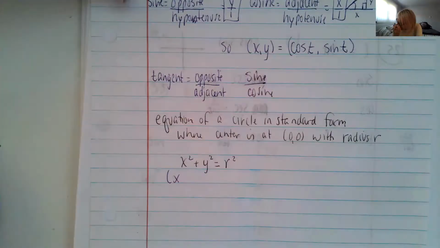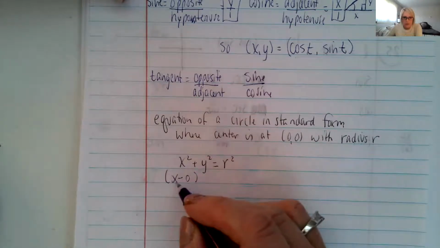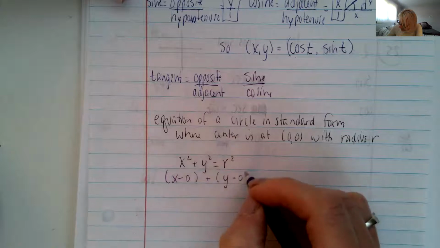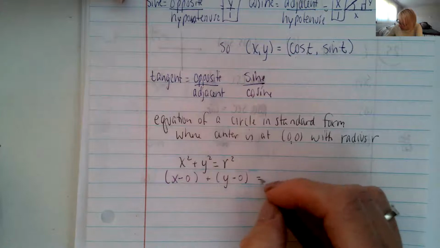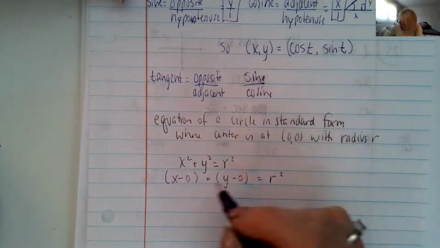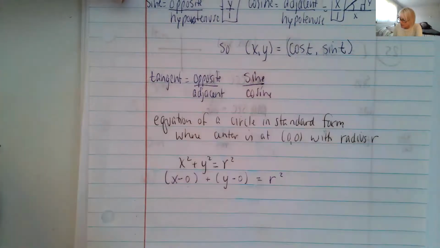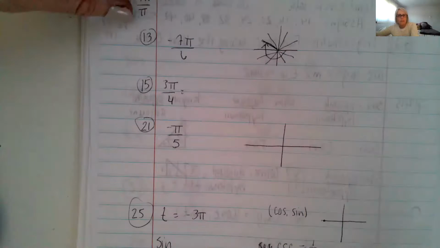When we're starting at the origin, then there's no shift. So it's just x minus 0, and then there's no shift because of the origin. No shift left and right, no shift up and down. And that's equal to r squared. And so that's why it's just x squared plus y squared equals r squared, with a radius of 1 for our unit circle. So let's just jump in and start looking at some problems and seeing how these ratios work.